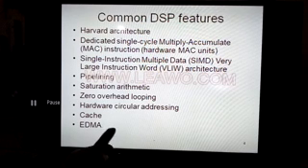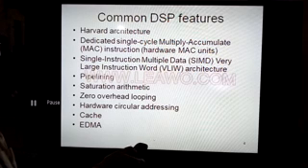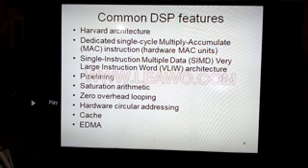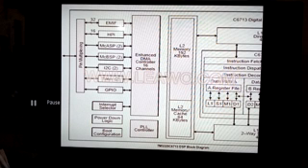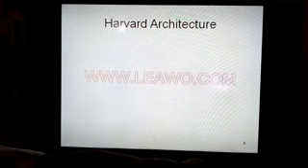So after discussing the features, now we will describe these features one by one here. The first one is the Harvard architecture. In the Harvard architecture, we find here this is the DSP processor, and in this DSP processor, the first is the Harvard architecture.